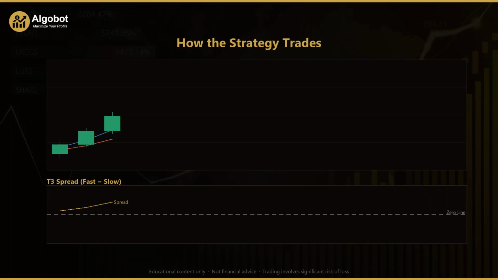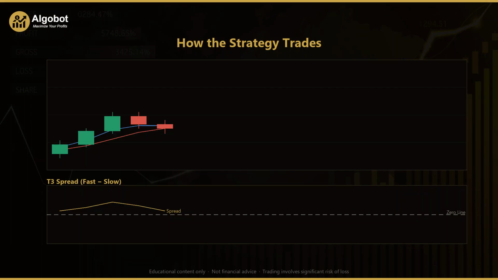We open on the left in a healthy uptrend. The candles are stepping higher. The blue fast line is riding clearly above the red slow line. And in the panel below, the spread is comfortably positive, well above the zero line. This is exactly the environment the strategy wants, an established, still climbing trend.